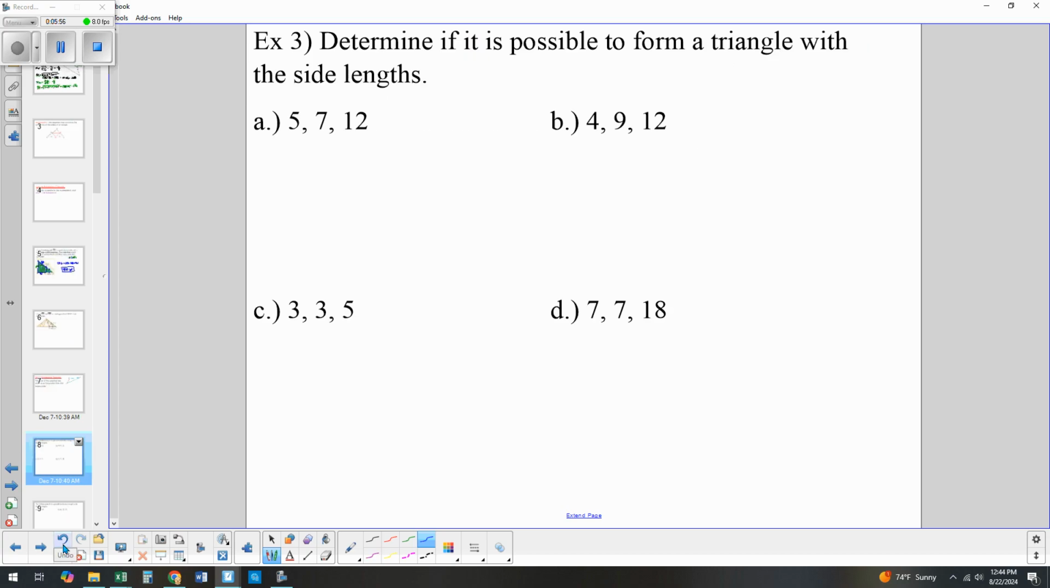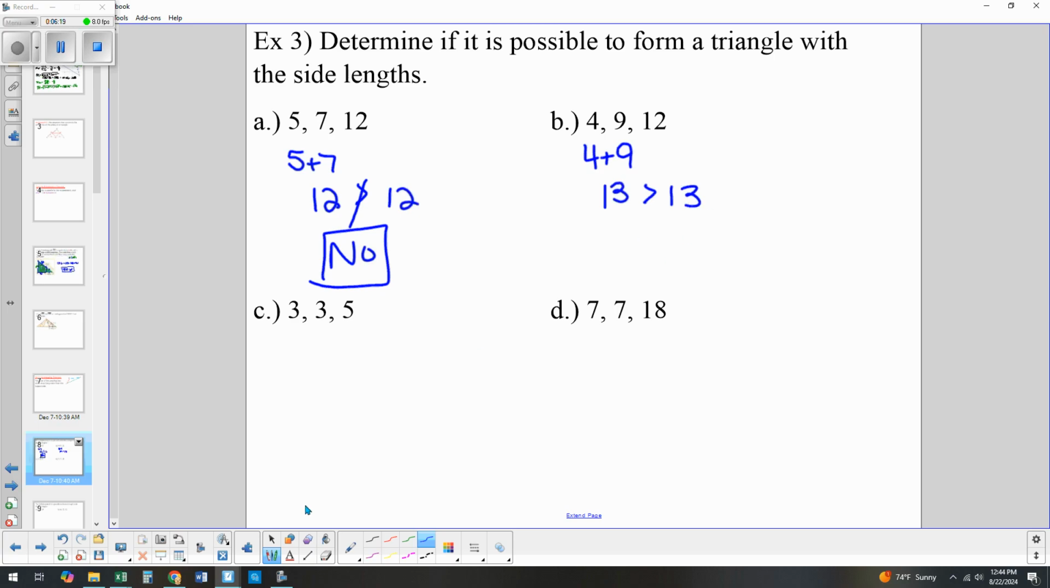So let's determine if we can form a triangle with these side lengths. So in choice A, the two smallest are 5 and 7. So those are the two I'm going to add together. 5 plus 7 is 12. I'm comparing that to the other 12. Not greater than. So no, it does not make a triangle. Here, 4 and 9 are the two smaller ones. So 4 plus 9 is really 13. I'm comparing 13 to the 12. Which is true. 13 is greater than 12. So yes, these three numbers will make a triangle.